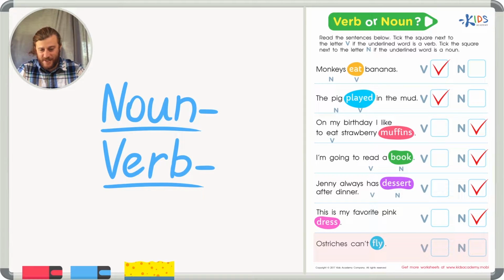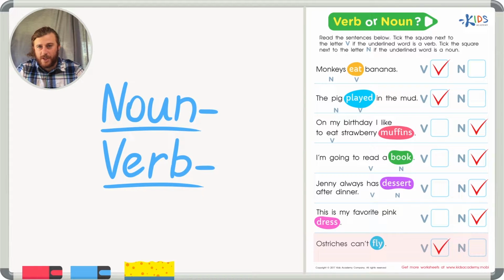And our last sentence, ostriches can't fly. The underlined word is fly. Well, is fly a person, place, or thing? Or is fly an action, something somebody does? Fly is an action word. It shows what the ostriches can or can't do. So fly is an action word, which means it's a verb.